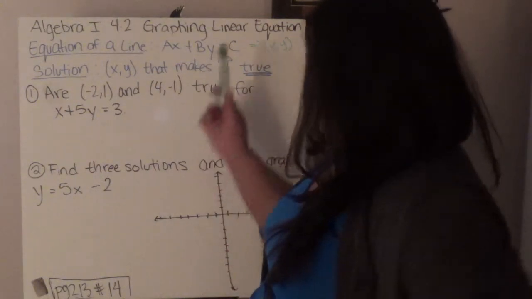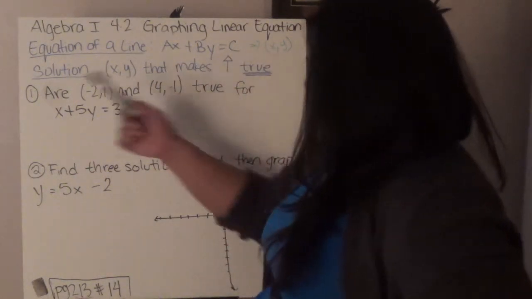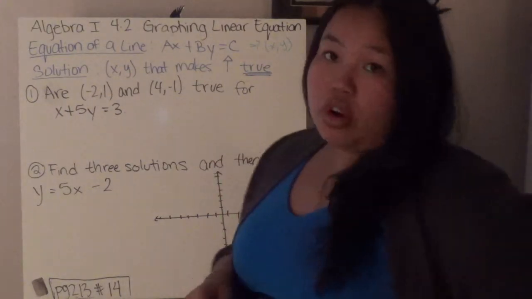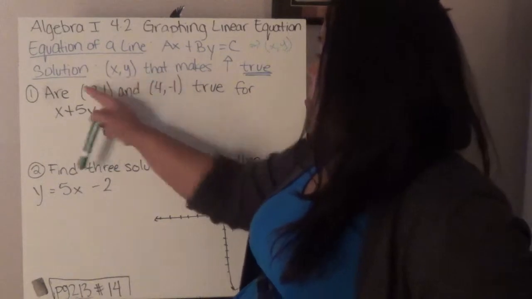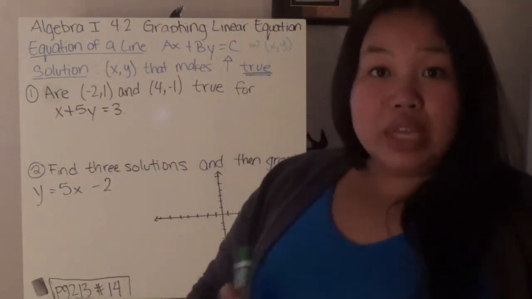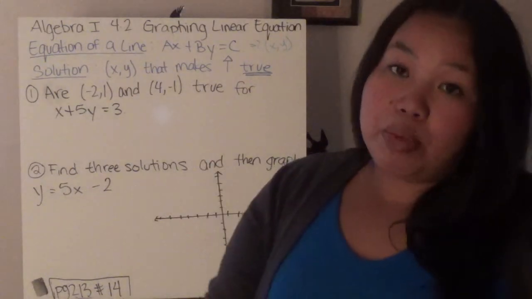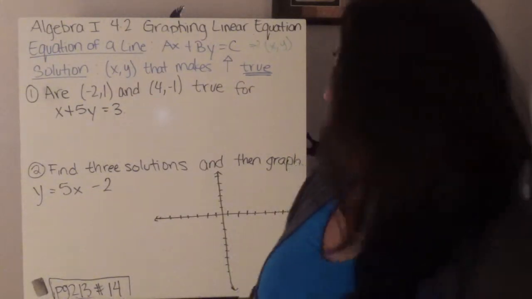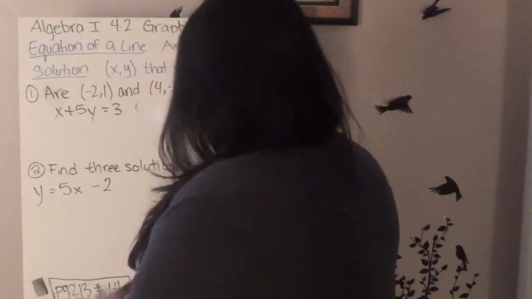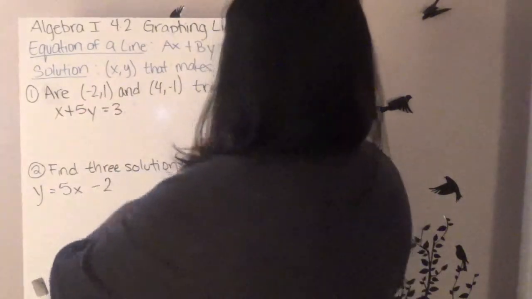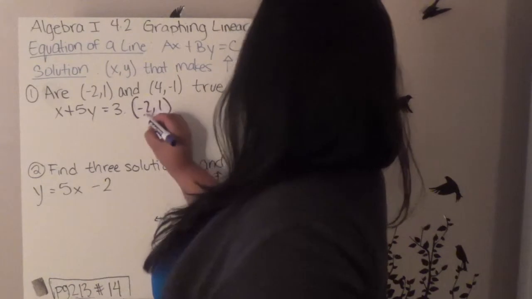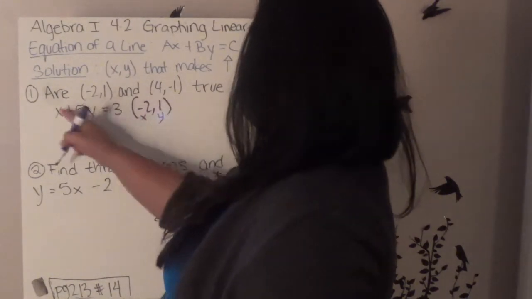If I have an equation, for example number 1, are negative 2, 1 and 4, negative 1 true for this? That means, are these points of this line? In order for them to be points, when I plug them in I have to get the same number on each side of the equal sign. So let's try negative 2, 1. This is my x and this is my y. I'm going to plug it in.